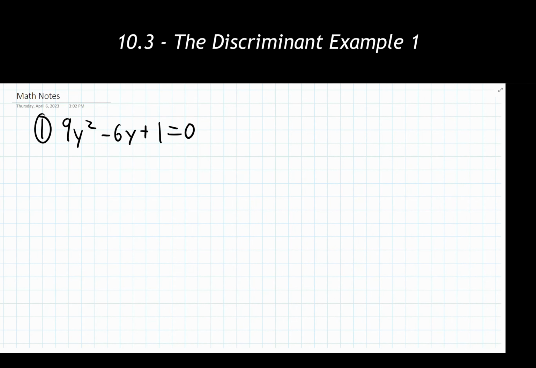Taking a look at example 1, similar to the quadratic formula, we need to make sure that everything is written in standard form, with everything on one side of the equation equaling 0. We do have that in this first equation, so excellent. We just need to identify the a, b, and c values before we plug them into our discriminant. So a is 9, b is -6, and c is 1.